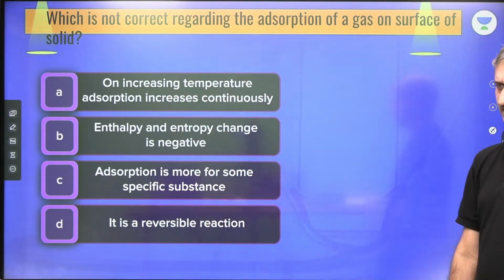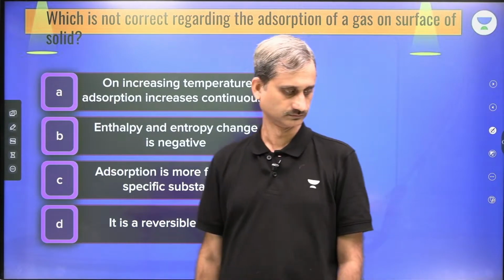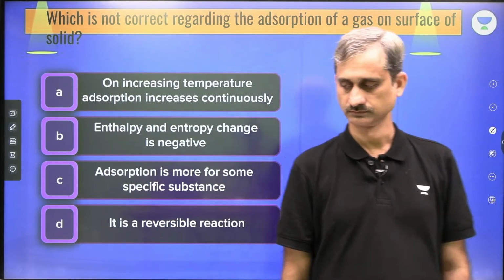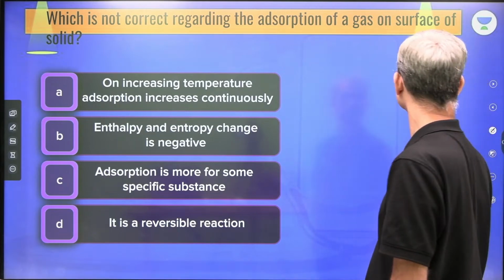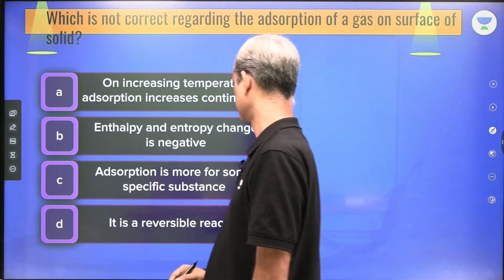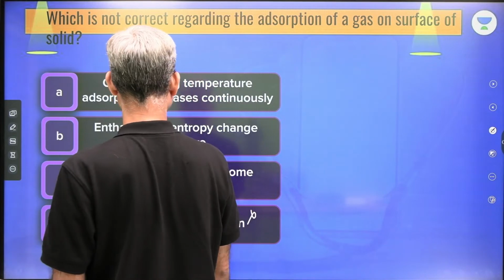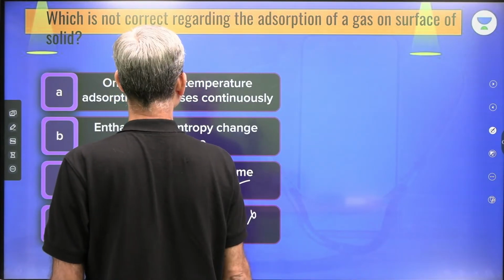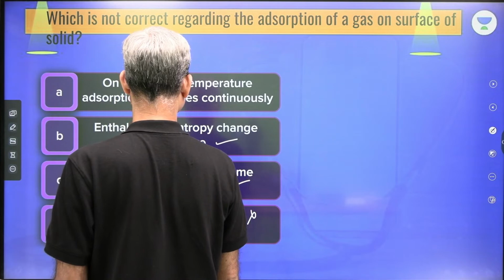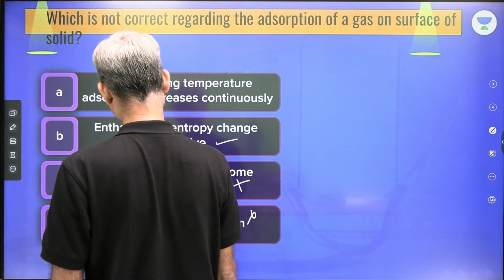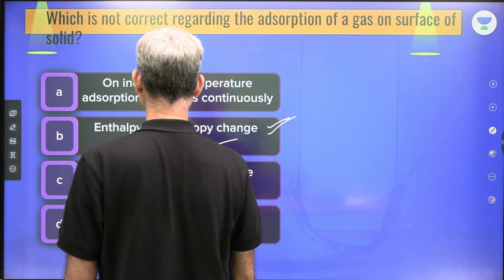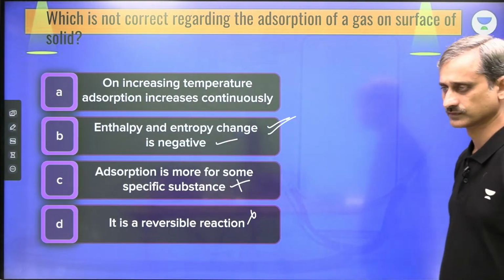Give me the answer. Which one would be the correct option? It's not necessarily reversible for all cases. Adsorption is more for some specific substance. That is true. And enthalpy and entropy change is negative. That's one true. This also could not be true for some specific substance, that is for only the chemical adsorption. But this particular phenomenon is valid for both physical adsorption and chemical adsorption. This is in general for adsorption.